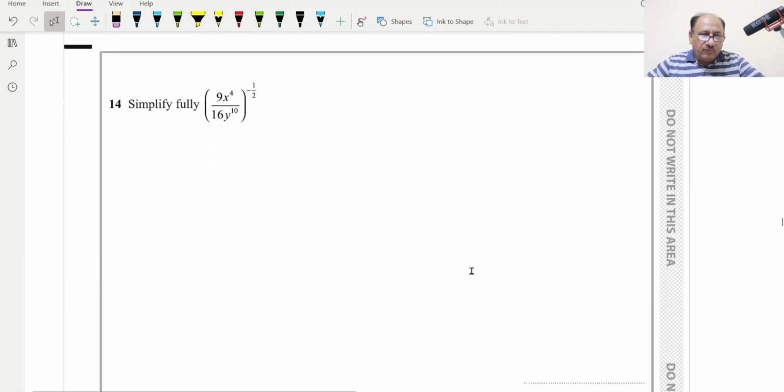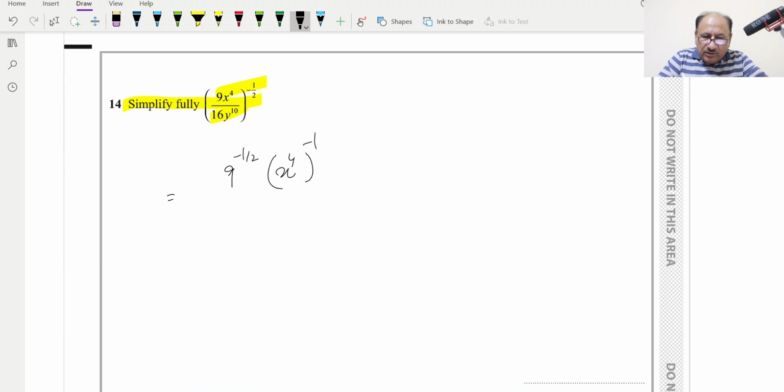Now question number 4, an indices question. We have to solve this given fraction, so we can take separate parts: 9 raised to the minus 1 by 2 and x raised to the 4 whole raised to the minus 1 by 2, and in the denominator also 16 raised to the minus 1 by 2, and y to the 10 whole raised to the minus 1 by 2. So we have taken separate parts.